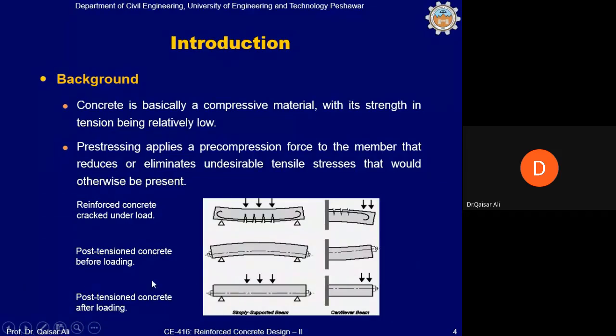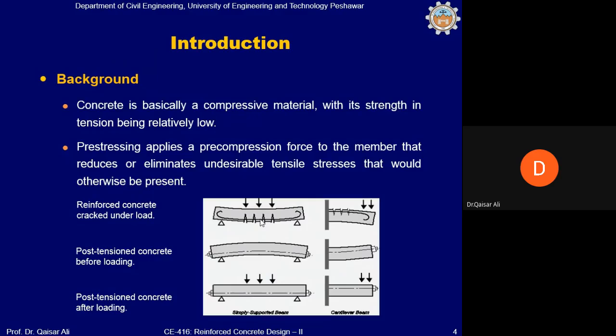If you look at this figure, on the left top, you can see a reinforced concrete beam, a simply supported beam subjected to 3-point loads. As the load is increased, the tensile stresses will keep on increasing. If reinforcing bars are present on the tension side, then the beam will not collapse. If there is no tensile reinforcing steel, then the beam may collapse.